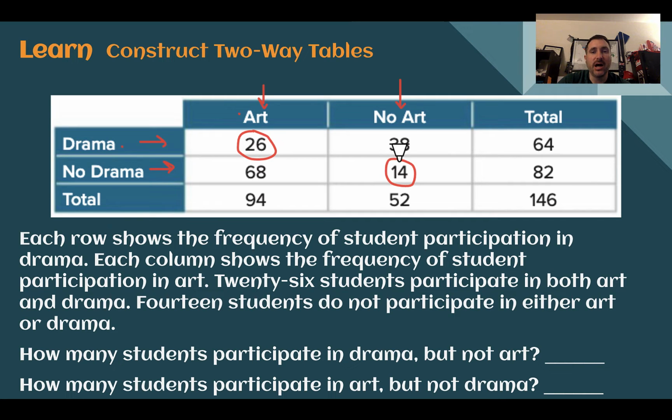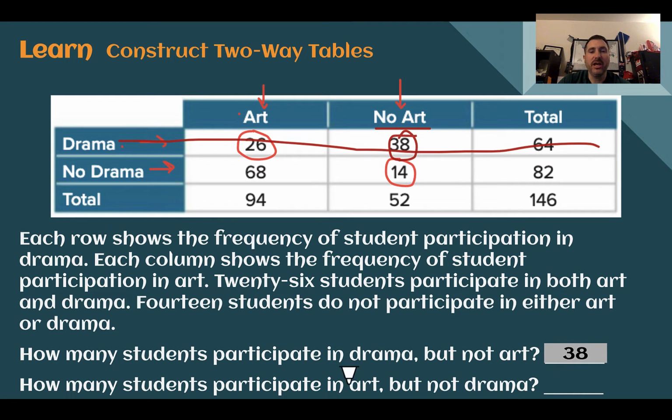14 students are not in art. They're also not in drama. So they are not doing either. We can answer questions using this table, such as how many students participate in drama but not art. To find this, I would say drama is this part right here and not art. So I want that number right there, 38.